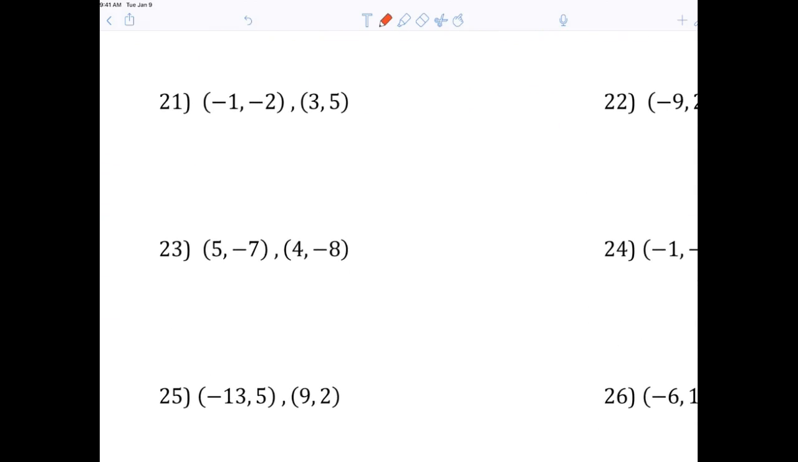21. All right, here we go. M equals 5 plus 2 over 3 plus 1. 7 over 4. Any issues with that?